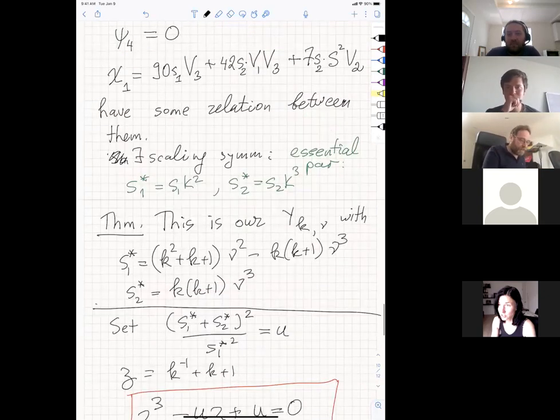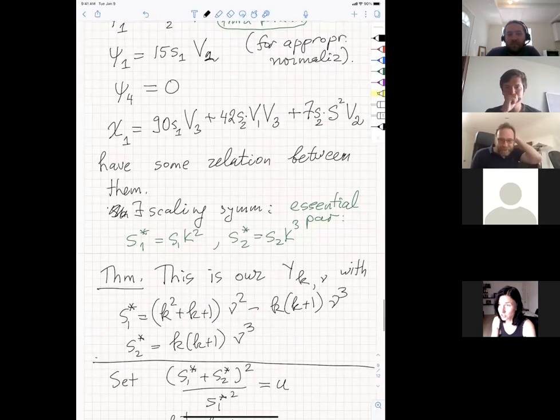But this coincides with what exists in the physics literature, in particular, I think, in your work, right? Is this similar? Yeah, it is.